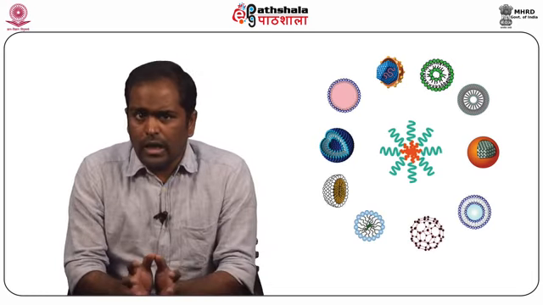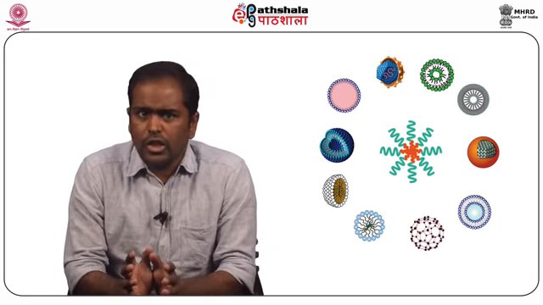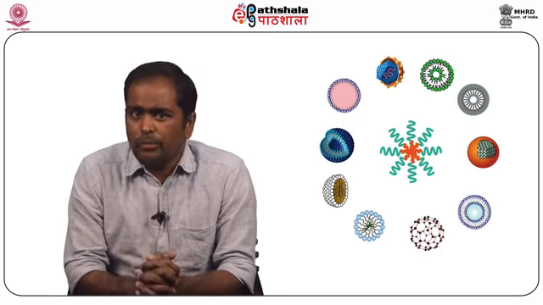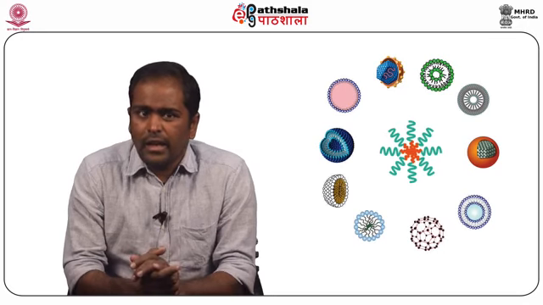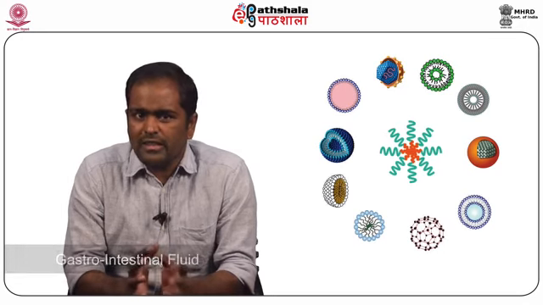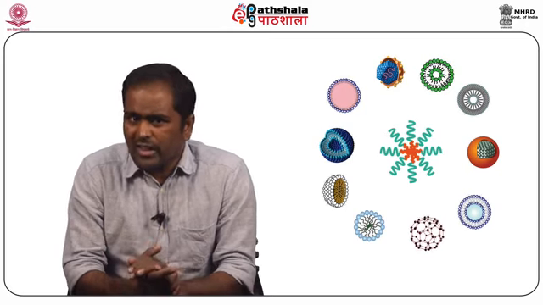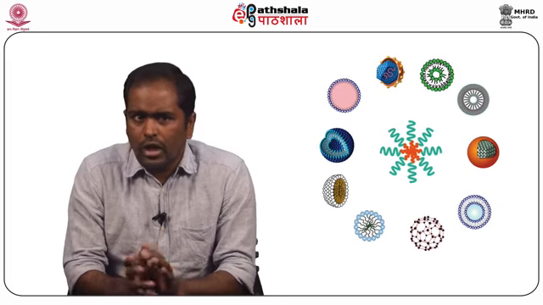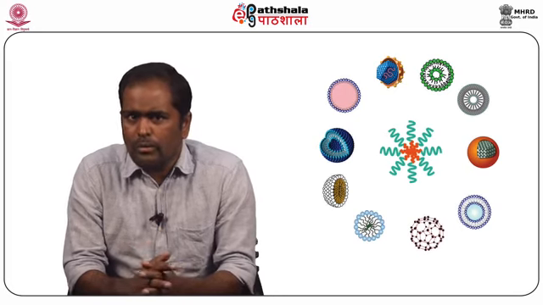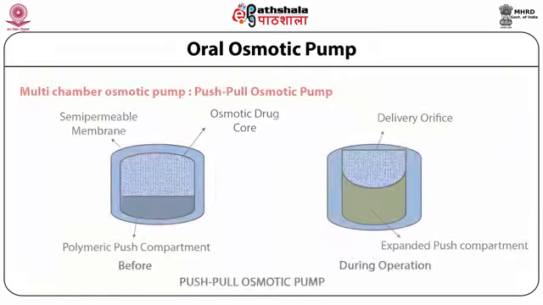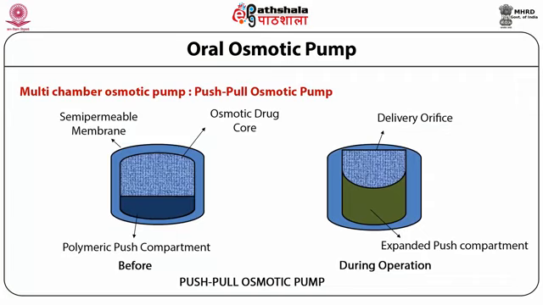The words pull and push are used in combination here to assign the name of this particular drug delivery system. The word pull signifies the imbibition of gastrointestinal fluid by the osmotic core, drug and polymer osmogens, whereas the word push is used for the pressure exerted by the swollen polymer to expel the fine dispersion of drug out of the device.